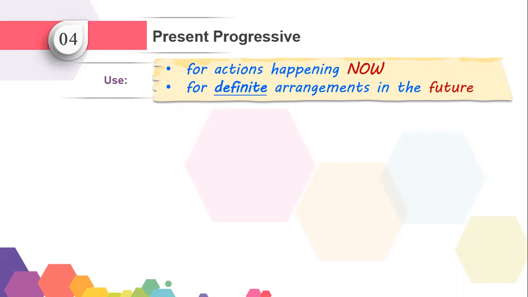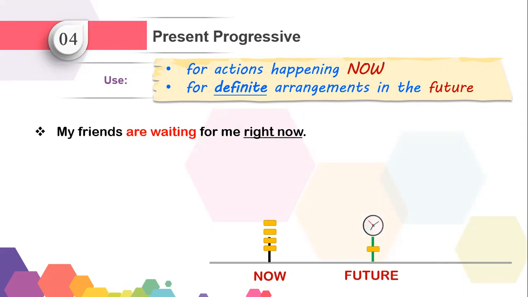Three, temporary action, حدث مؤقت يستمر فترة وبينتهي. Also, you can say we are studying now. My friends are waiting for me right now. Waiting. It's an action which is happening now. Also, it's a temporary action. يعني حدث بيحدث الآن وفي نفس الوقت هو حدث مؤقت.